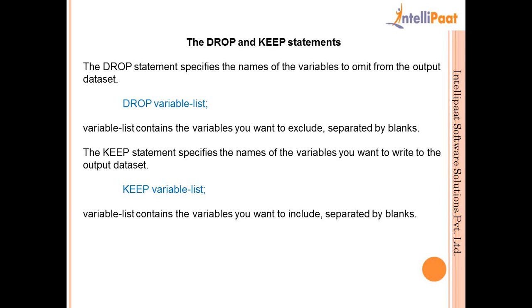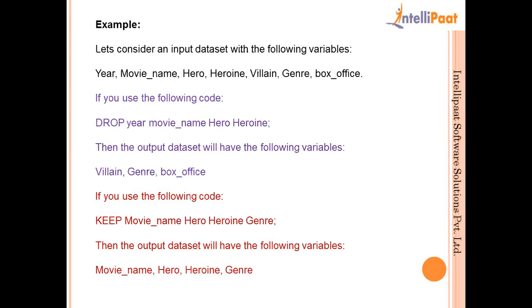But it would be very clear once we take some examples. So let's move to the next slide. It says, example: let's consider an input data set with the following variables: year, movie name, hero, heroine, villain, genre, and box office.